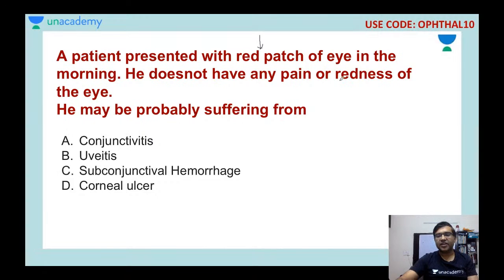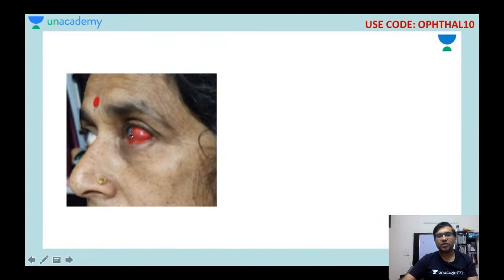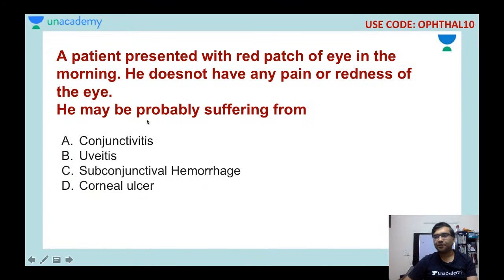The patient is having only a patch. Okay, so you can see only a bright red patch over the sclera. He does not have any pain, he does not have any redness, and he does not have any discharge. So he may be suffering from. So very good. The answer here is C, subconjunctival hemorrhage.